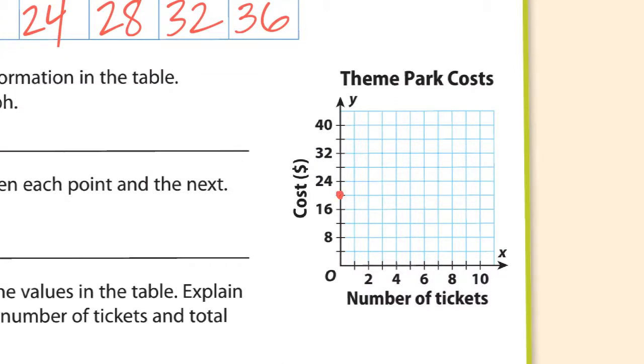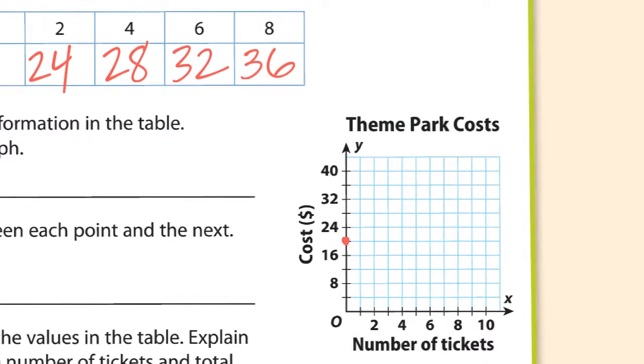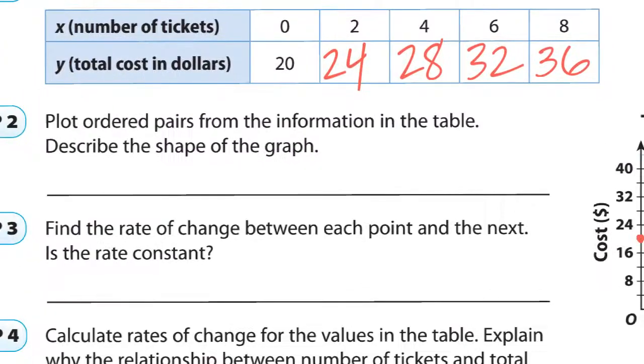And then we have the next one of 4 and 28. So no, I'm sorry, 2 and 24, and then 4 and 28. So 2 and 24 is here, and then 4 and 28 is going to be right here. And then we have 6 and 32, and then 8 and 36. And here it is. So describe the shape of the graph.